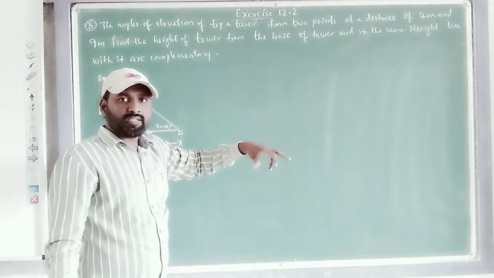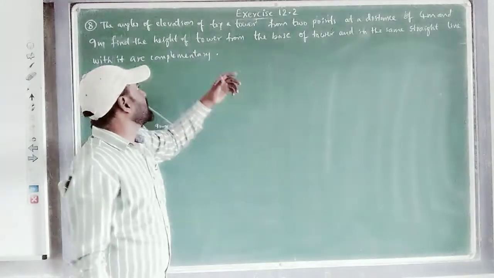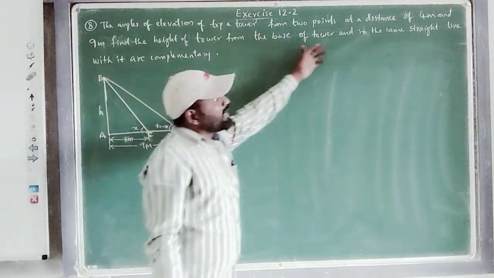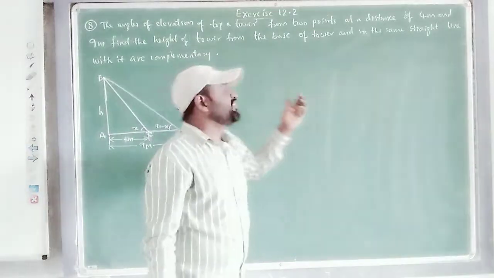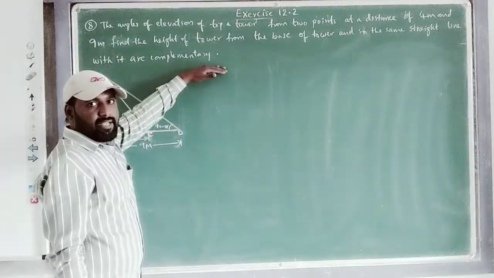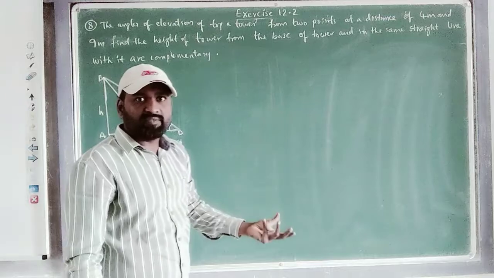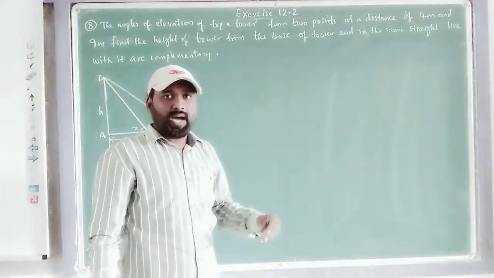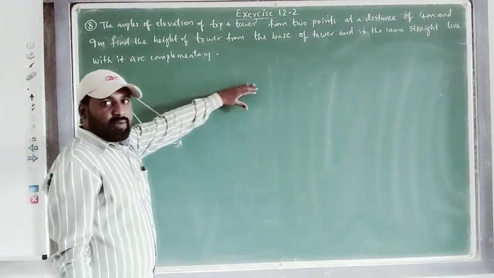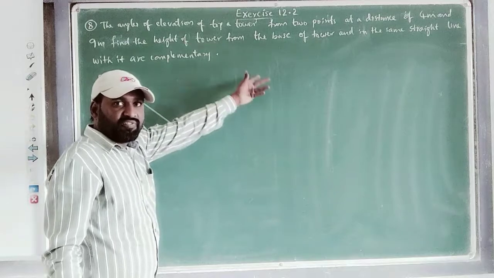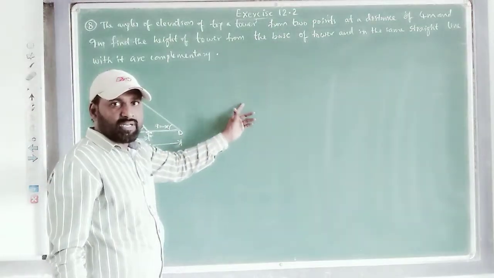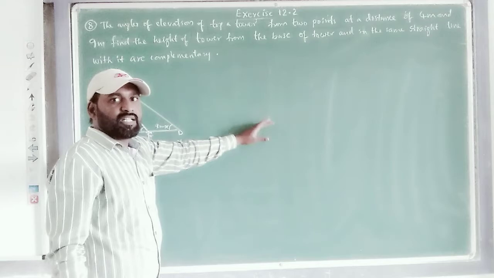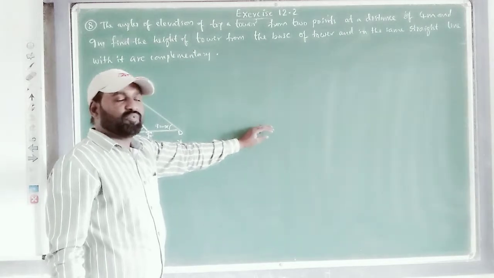From those 2 points, if you observe the top of the tower, the angles of elevation are complementary. That means what is the measure of the angles? We do not know. If you observe the top of the tower from 2 different places, one is at 4 meters away from the foot of the tower, another one is at 9 meters away from the foot of the tower.